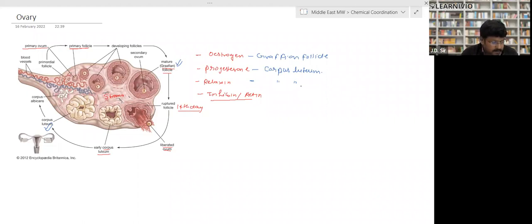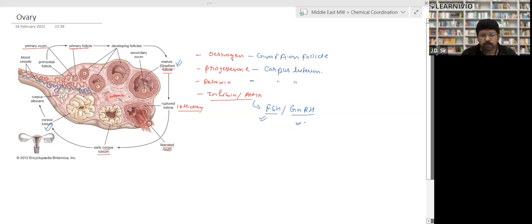Inhibin and activin regulate the hormones like FSH and GnRH, that is, follicle stimulating hormone and gonadotropin releasing hormone. So inhibin switches off both of the hormones, activin activates both of the hormones, right?